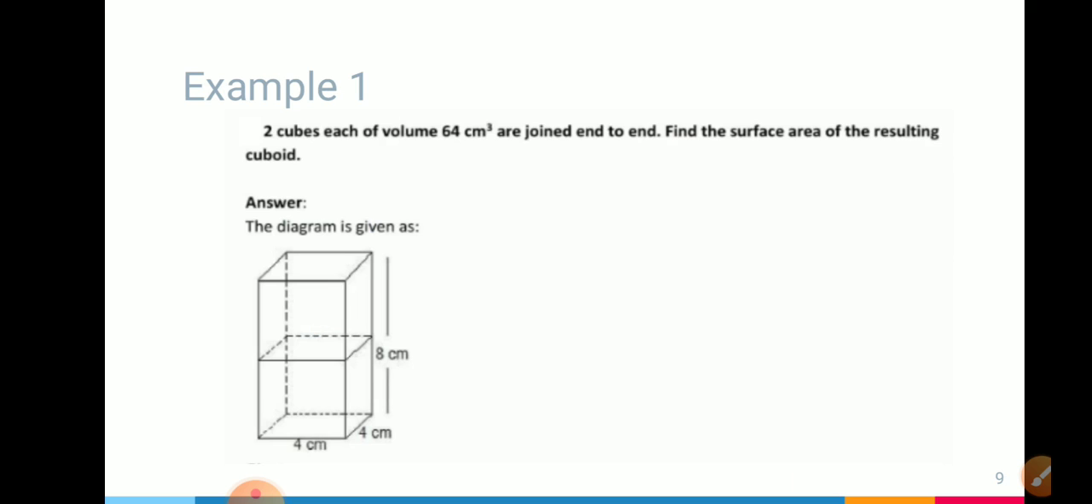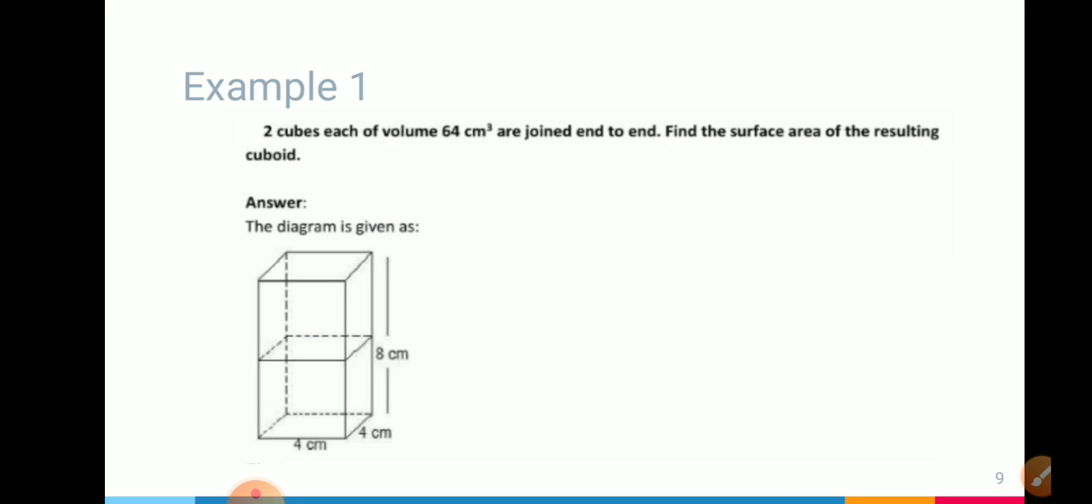Let us understand this through an example. Two cubes, each of volume 64 cm³, are joined end to end. Find the surface area of the resulting cuboid. As you can see in the figure, there are two cubes which have a volume of 64 cm³.